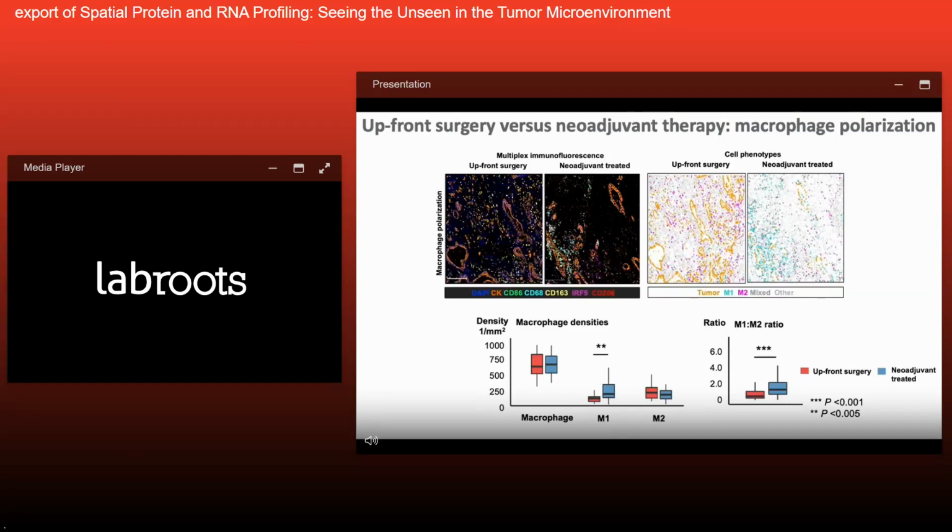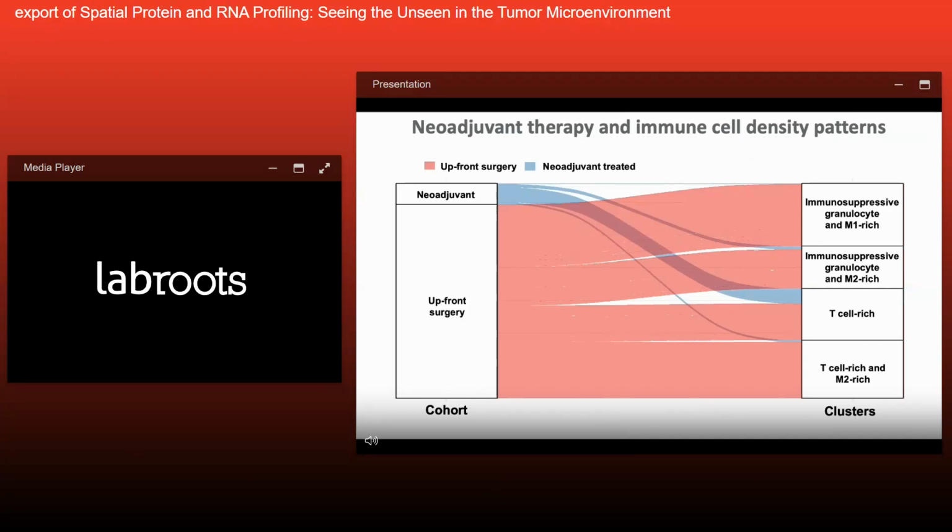Overall, these results indicated that neoadjuvant therapy wasn't associated with a change in total immune cell density, but was associated with multiple shifts in the immune cell subpopulations that all tilted towards a more anti-tumorigenic response. To see if this was true, we did an analysis where we reclustered our upfront surgery cohort with a neoadjuvant cohort and mapped back to the 4 main clusters we initially identified.